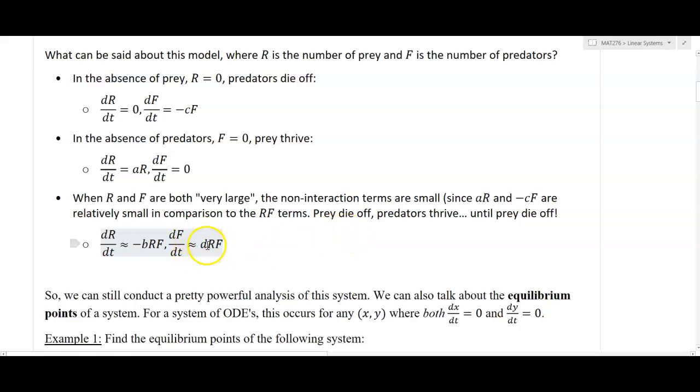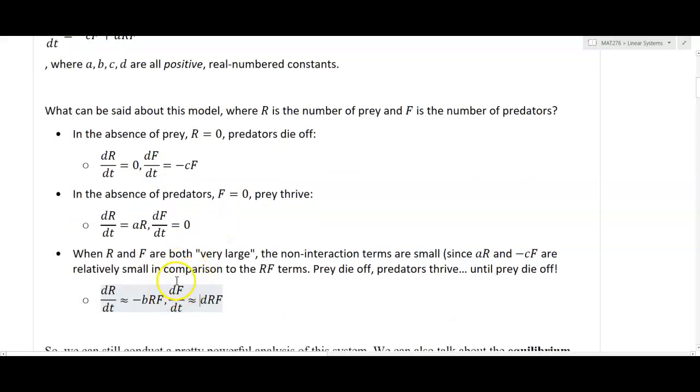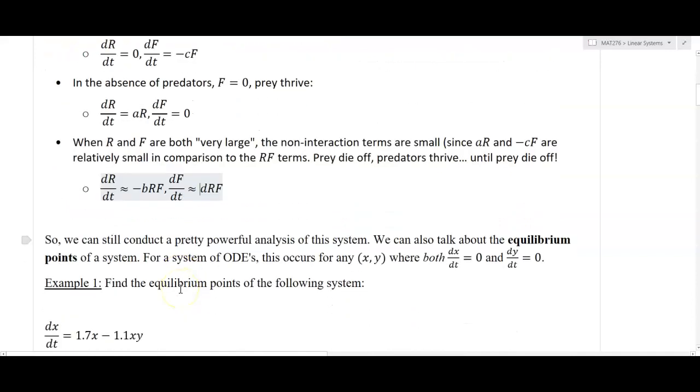And then eventually, this is not permanent, but once the prey die off, then these interaction terms can start to become small again, and then we're back to one of these two scenarios. When we start to lose prey, the predators die off, and so there's this really complex interaction. So we can still obviously conduct a pretty powerful analysis of this system we just did. This is why Lotka and Volterra found these models powerful.